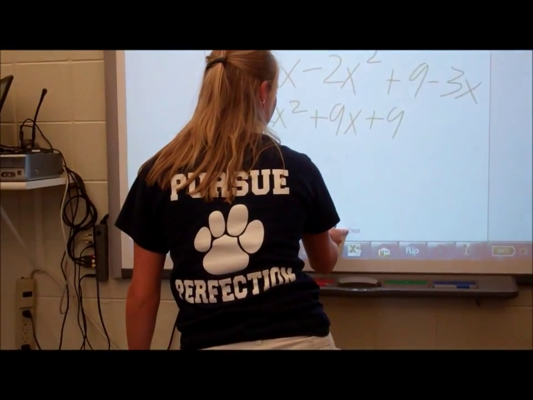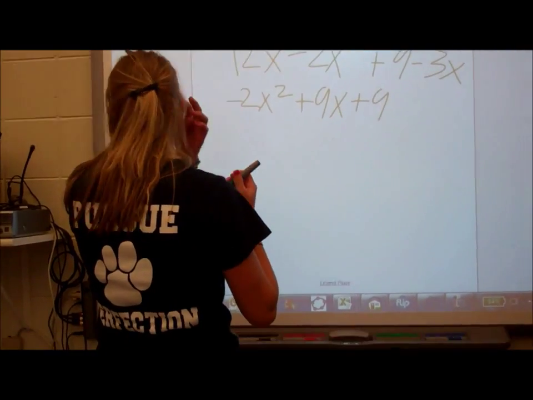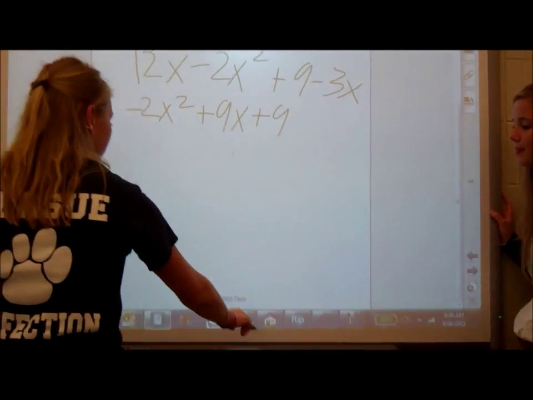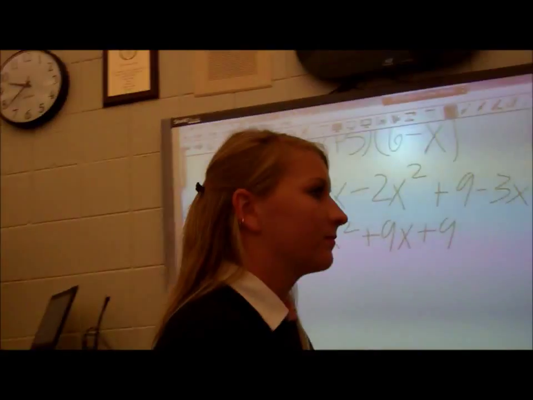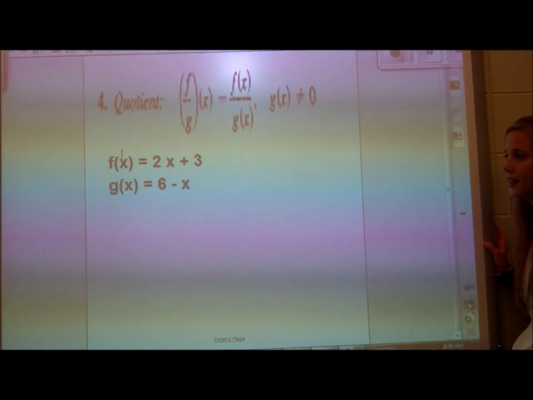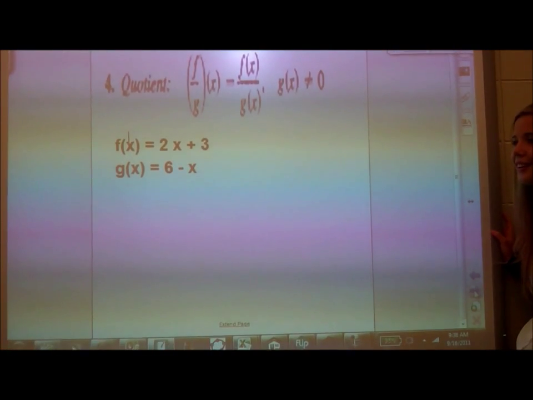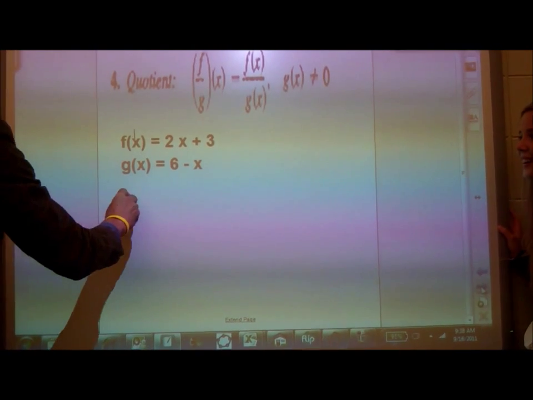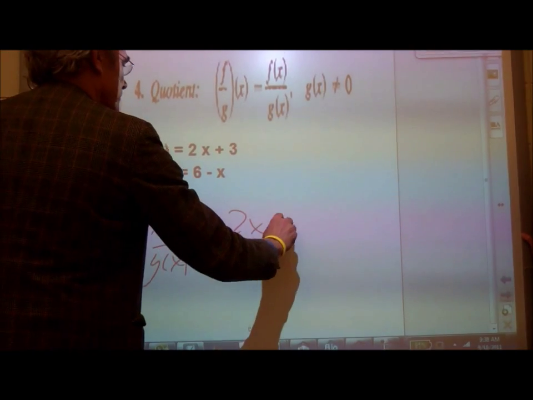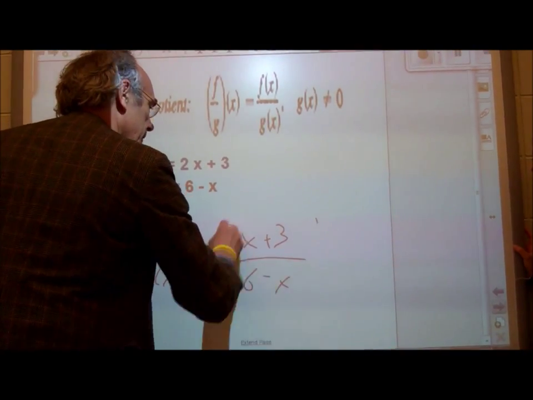Okay? There you go: 2x squared plus 9x. All right, and then the dividing, which could be the trickiest. I'm just kidding. It's not the trickiest, people. Come on. Stop freaking out. F of x over g of x is 2x plus 3 over 6 minus x, and you're done.